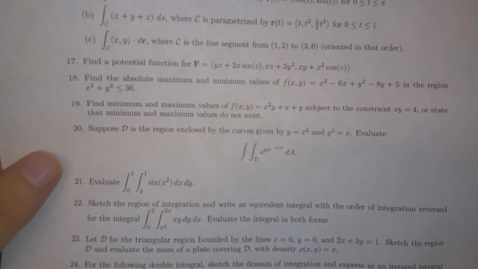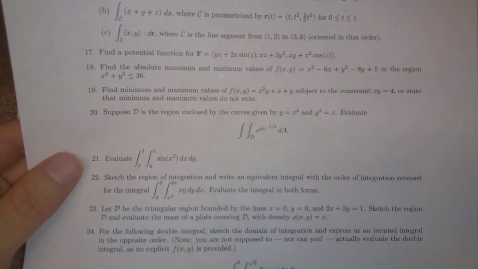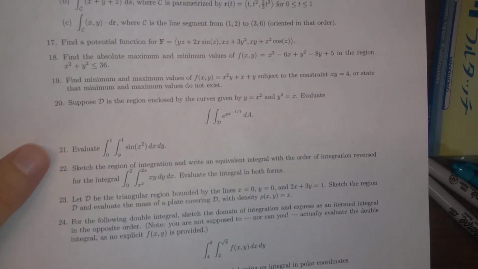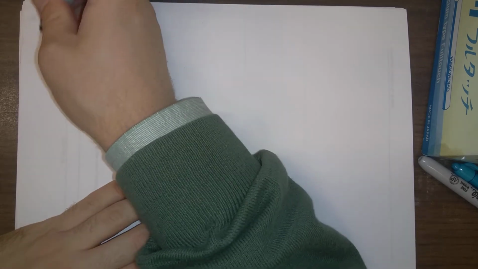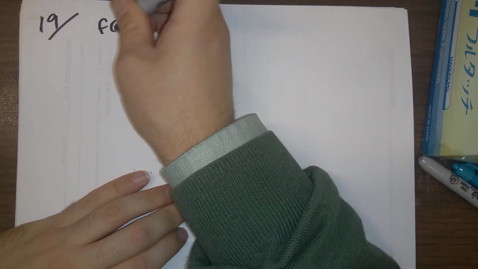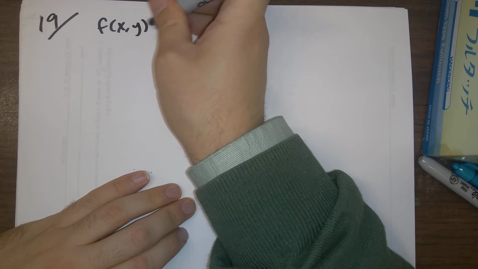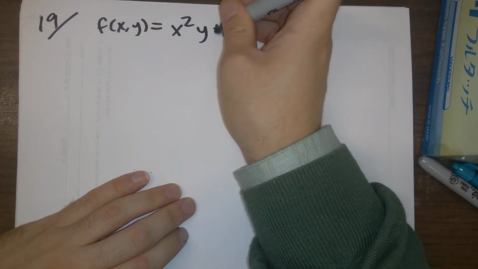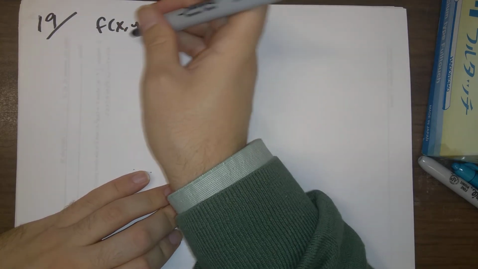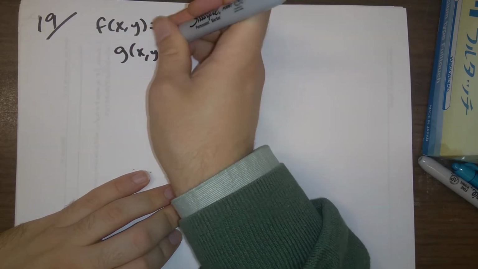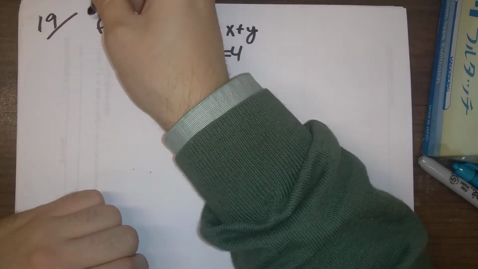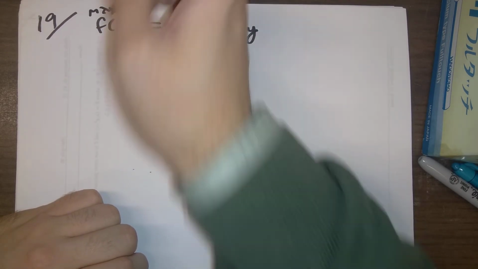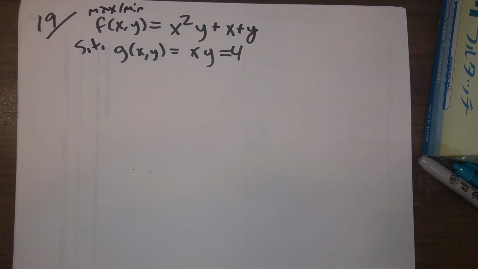Okay, let's look at our next problem. Look at problem number 19 here. Find max and min values of this function subject to that constraint. So f of x y is going to equal x squared y plus x plus y, and g of x y is equal to x y equals 4. So we're going to maximize and minimize this subject to this constraint.